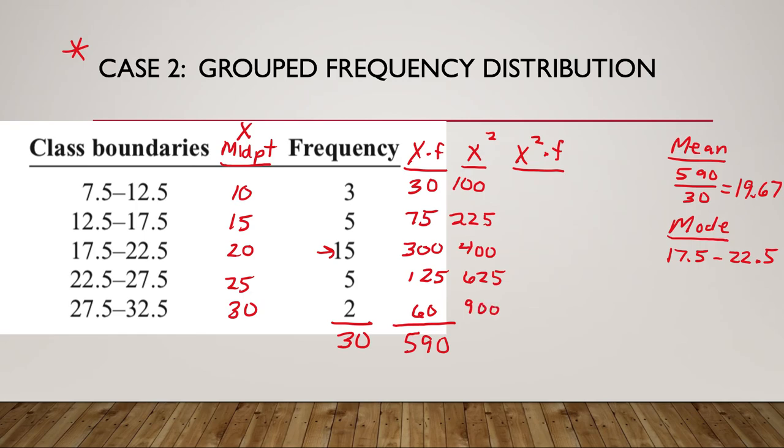Then I'm going to multiply those squared values back times this frequency column, so these 2 columns multiplied together. 3 times 100 is 300. 5 times 225 is 1,125. 15 times 400 is 6,000. 5 times 625 is 3,125. And 2 times 900 is 1,800. Again, that is a column that has an f in it, so I'm going to go ahead and add that up.